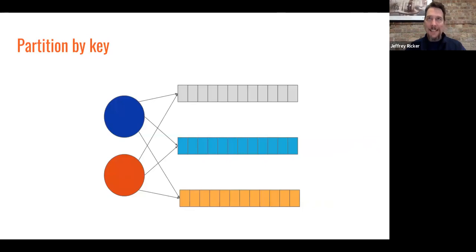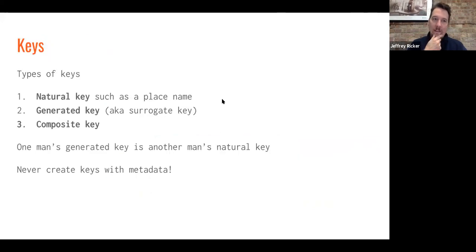What do I mean by key? Well, keys come in 3 types. There are natural keys. The data that you're dealing with may actually have a natural key to it, like a place name would be a natural key, assuming that place names were unique. It may be a generated key or a surrogate key.